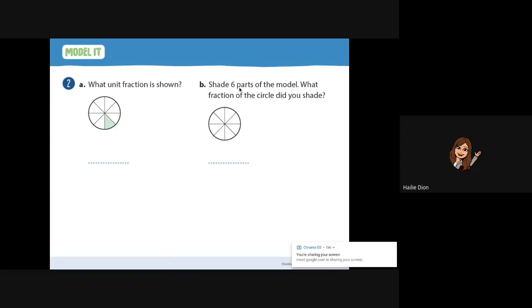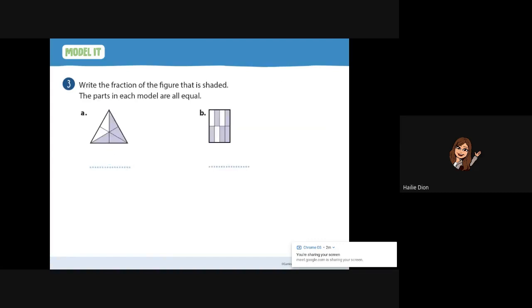And then for part B, you're just shading 6 parts of the model, giving us the fraction that matches with that model. And as always, if you need to pause before I hit enter to do the work on your own, that is more than okay as well. That means you're getting good practice in.